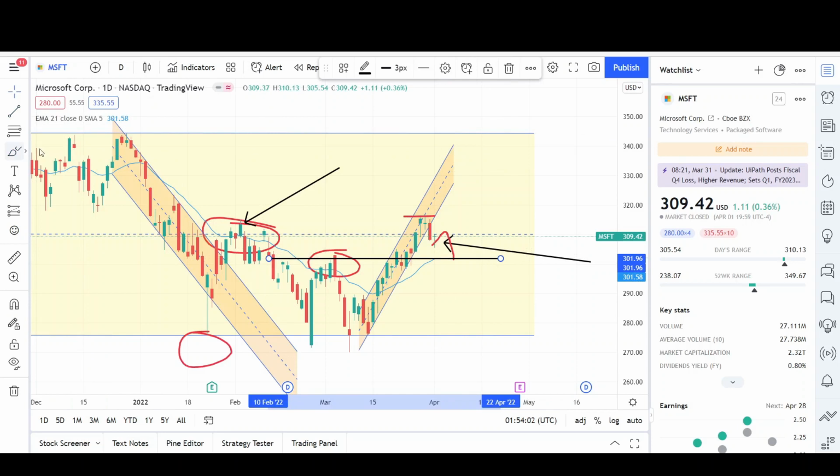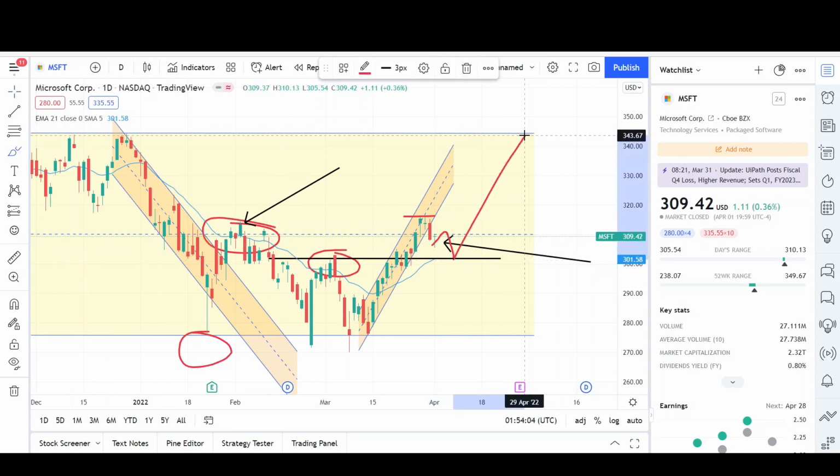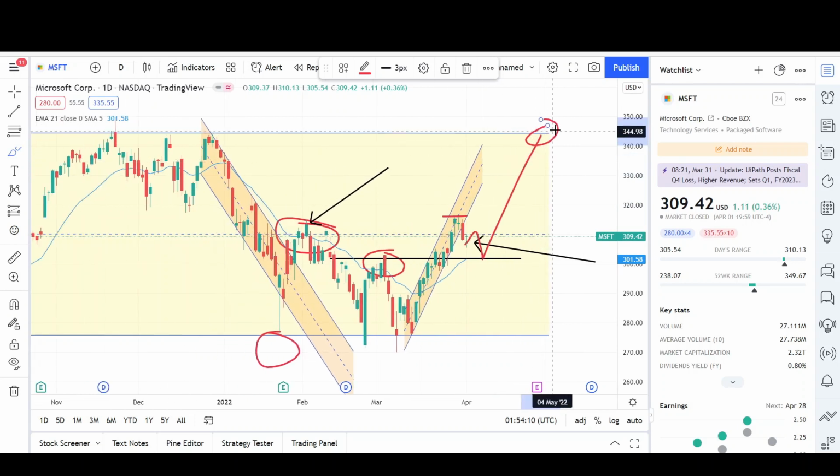And then once we get that bounce, I'm expecting another impulse up. So that's the way I'm looking at it. I'm expecting price to come back up to the 343 level, or even make a new all-time high and exceed the 350 level. So that's everything I have on the daily chart.